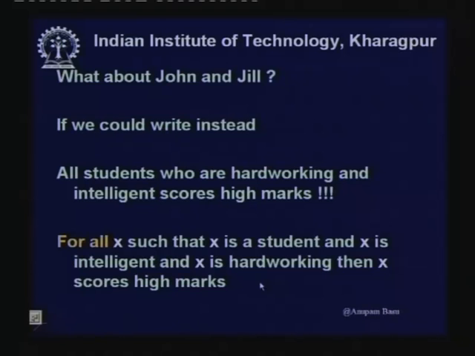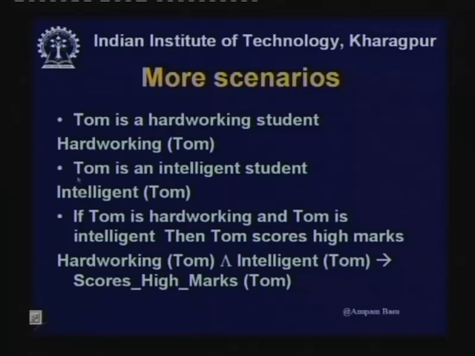But what about John and Jill? Here I have made hardworking Tom, intelligent Tom, and I have written one rule that if Tom is hardworking and Tom is intelligent, then Tom scores high marks. Suppose John is another student. I will have to write, if John is hardworking and John is intelligent, then John scores high marks. If Jill is hardworking and Jill is intelligent, then Jill scores high marks. Do I have to enumerate the rules separately for each of the students? Is that a feasible way of doing things?